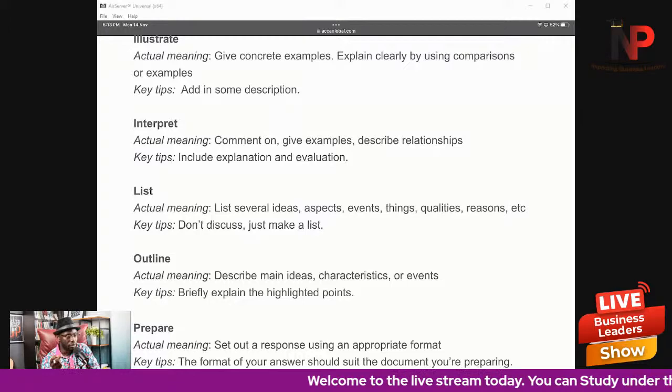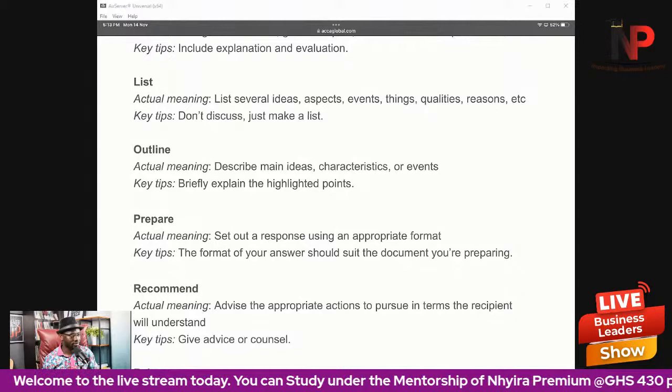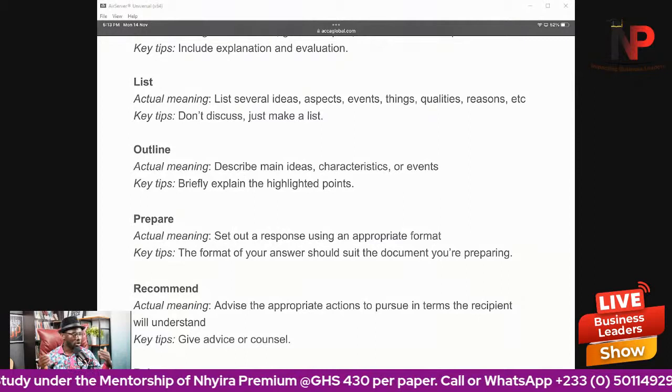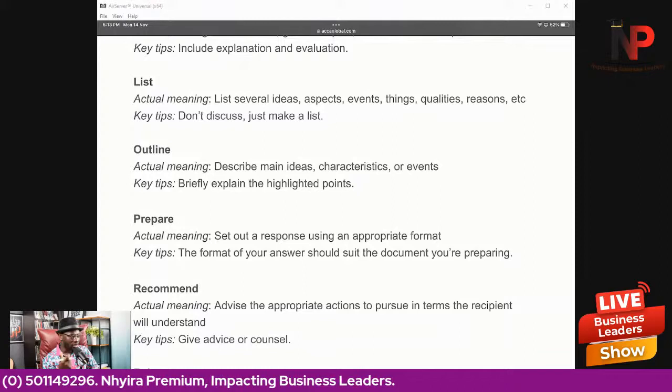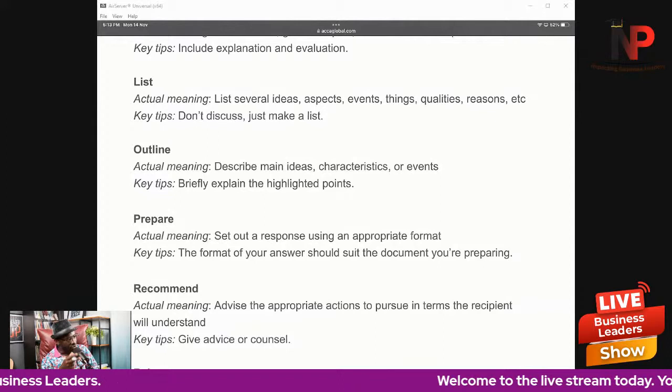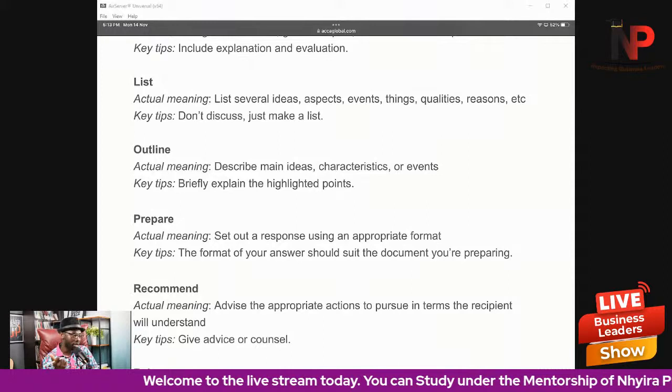Next one. Outline. What is that? It means you describe the main idea, characteristics, or event. It means you briefly explain the highlighted points. So outline is like you state and explain. You raise the point, but then you have to explain the point. You have to describe the point a little bit. Briefly. That is the key word.